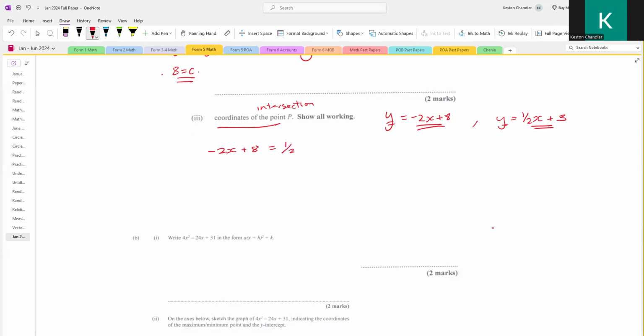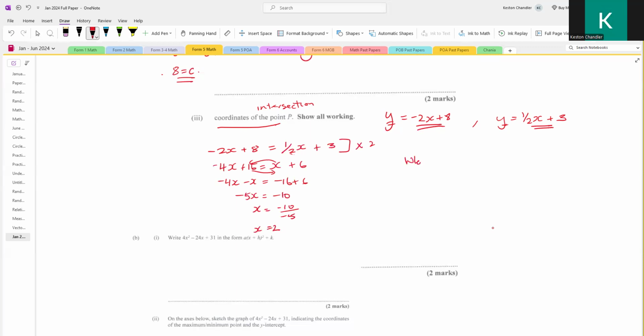After you get x, you could find out what y is by substituting the value for x into any one of these. To make life simple, I'm just going to multiply this whole thing by 2 so I can get rid of this half here. So I get 4x plus 16 is equal to x plus 6. I could do -4x on this side, bring this x across here, becomes -x. Move this 16 here, becomes -16 plus 6. Again, minus 5x is equal to -10. x is equal to -10 over -5. x is equal to 2.